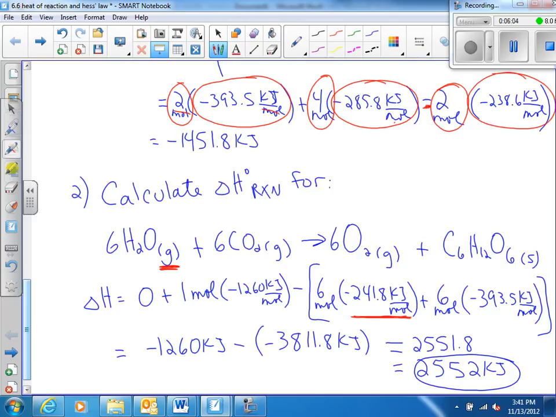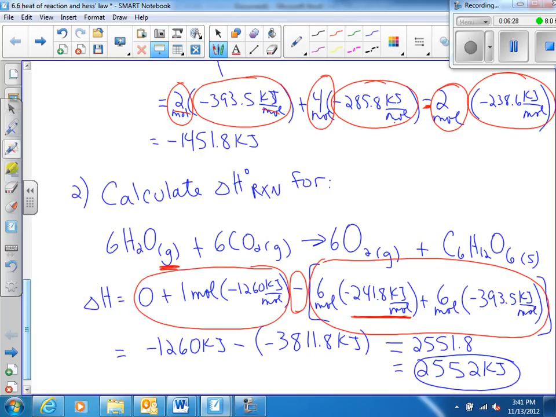The other place where students have issues is when you're subtracting off the reactants, students forget to distribute this negative right here. So you might want to check your math if you got this wrong. Check your math and see if you remember to add all of this up and then subtract all of that from the products, because it's all the products minus all the reactants.